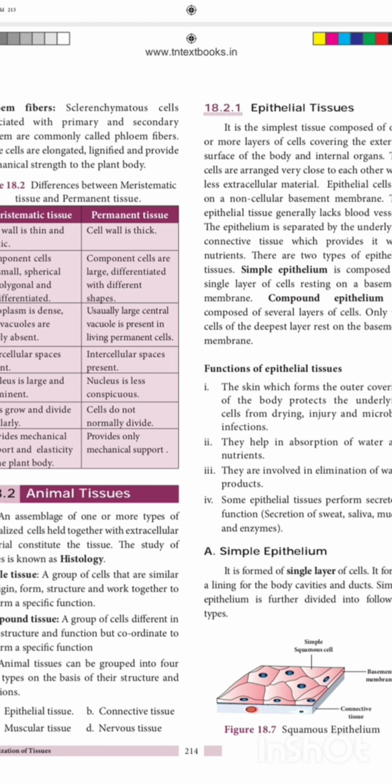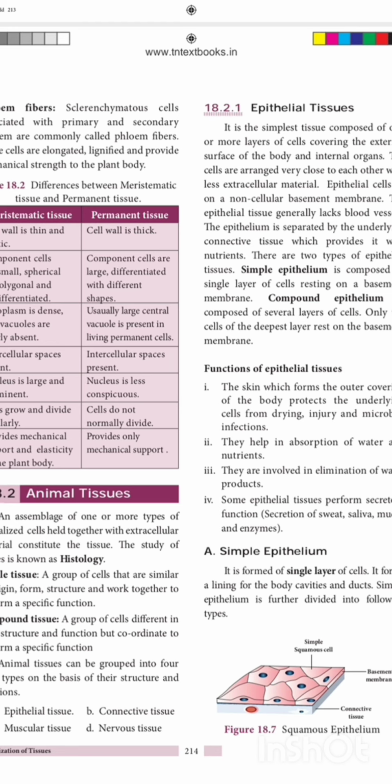First, let's see epithelial tissues and their subdivisions. It is the simplest tissue composed of one or more layers of cells covering the external surface of the body and internal organs. The cells are arranged very close to each other with less extracellular material. Epithelial cells lie on a non-cellular basement membrane. The epithelial tissue generally lacks blood vessels. The epithelium is separated by the underlying connective tissue which provides it with nutrients.